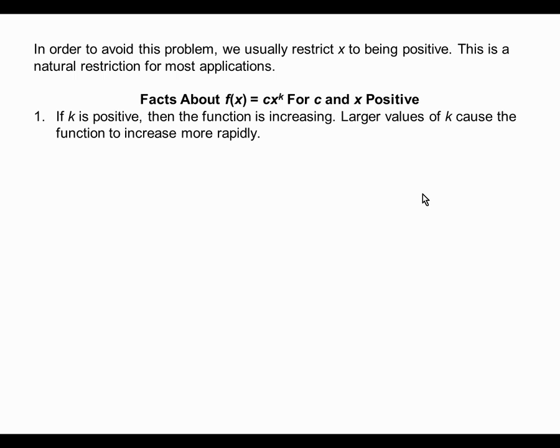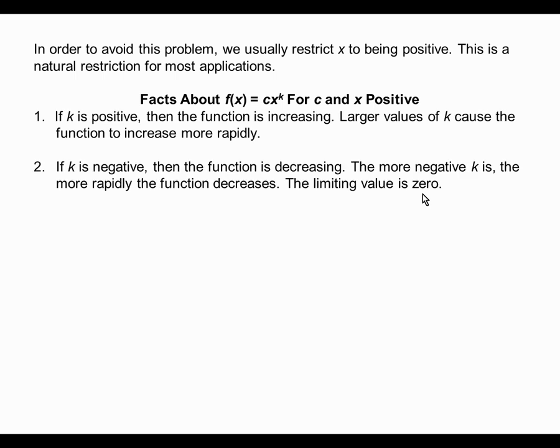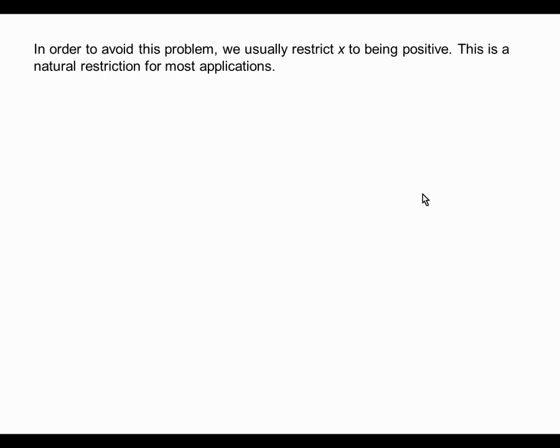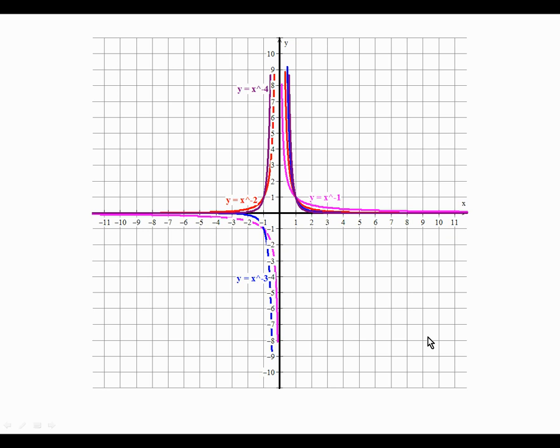Number two, if k is negative, then the function is decreasing. The more negative k is, the more rapidly the function decreases. The limiting value is 0. Again, if I go back to that slide, you can see all of these get closer and closer to zero as x takes on bigger and bigger values.